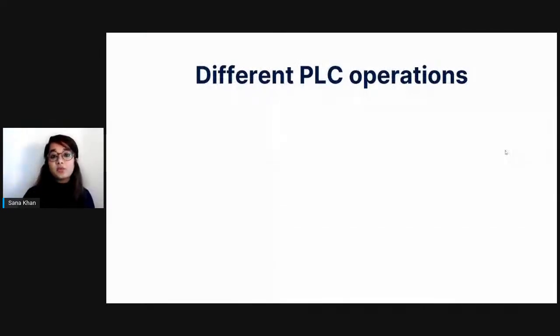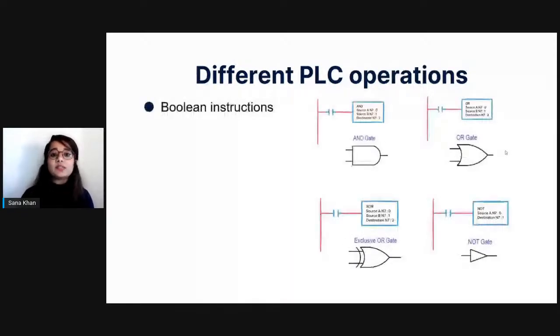So inside the PLC, there are different operations that you can perform. Can you think of some of the operations? For example, when I had the level sensor, I was actually comparing it with a set point, right? So there was a comparator used. Similarly, there can be Boolean instructions. And if you have a little knowledge about Boolean expressions, you might have learned about AND gates, OR gates, exclusive OR gates, NOT gates. I mean, there are many more gates over here.